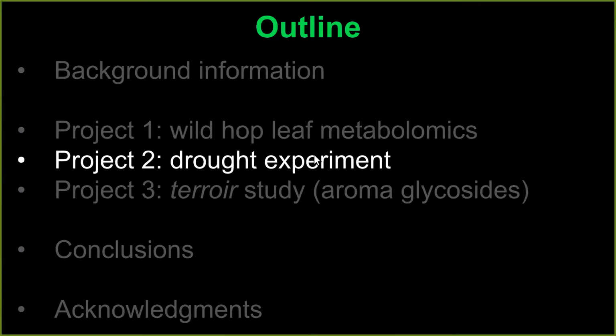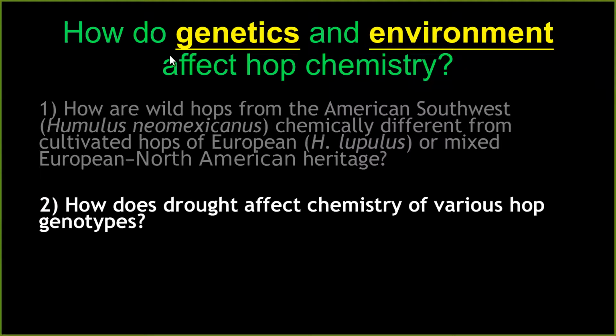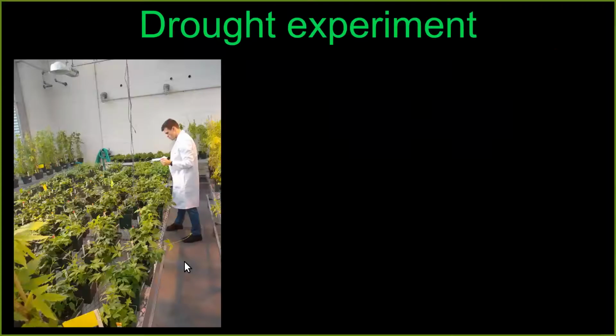So with that, I will move into my second project, the drought experiment. So again, getting back to the central question of genetics and environment and their effect on hop chemistry. In this study, we're looking at both genetics and environment. The environmental aspect was drought, so we did different drought treatments. And we're testing differences in genetics because we use multiple genotypes.